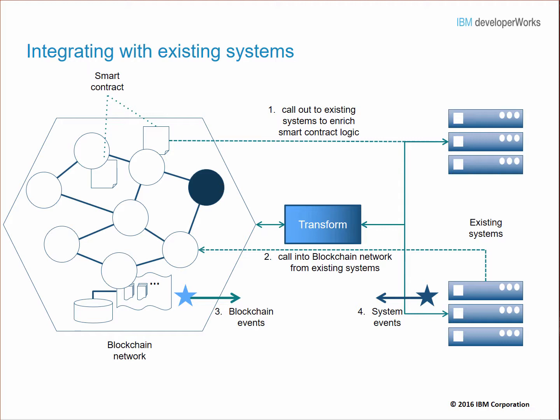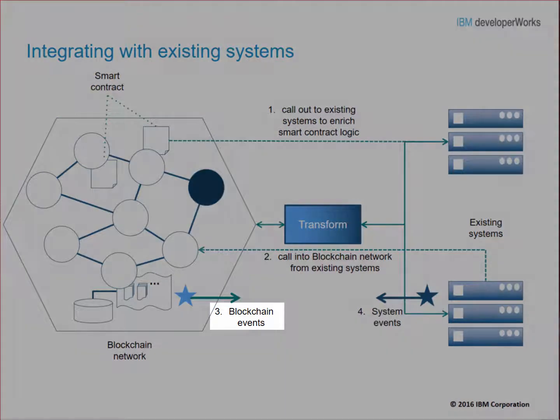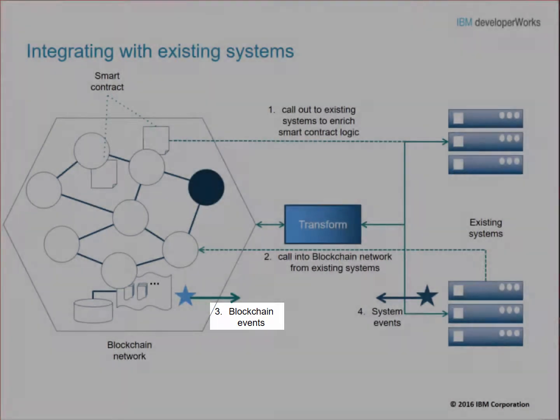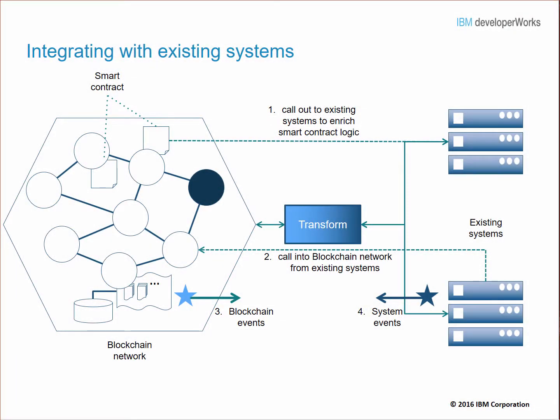And then there are a couple of other interactions that have to do with events. So as we discussed earlier, events are generated by the ledger and also when smart contracts are invoked. Existing systems could monitor these events and code could be triggered based on the event type. For example, when a block is added to a blockchain to finalize a particular transaction, this could generate an event in your existing system to note that the transaction has been committed, if you will, to the blockchain.